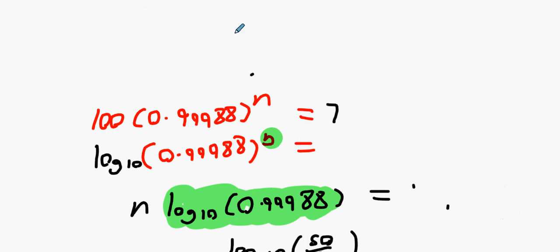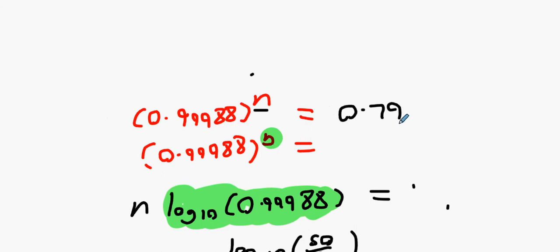What's the next step? Bring the n. Log both sides. No, we don't log both sides just yet. See that hundred? What do I do with the hundreds? The 100 on the left goes below there. And what does it become? It becomes 0.79. Now I log both sides.